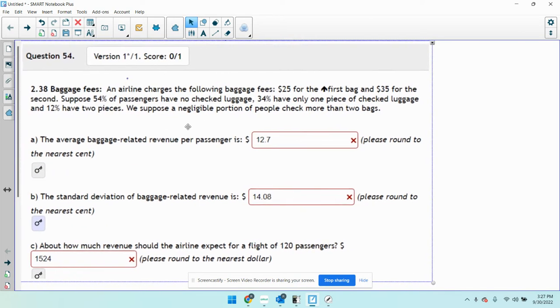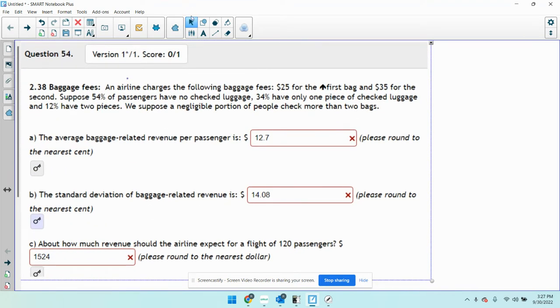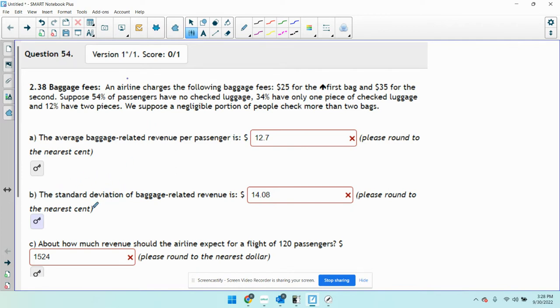It says an airline charges the following baggage fees: $25 for the first bag, $35 for the second. Suppose 54% of passengers have no checked luggage, 34% have only one piece of checked luggage, and 12% have two pieces. We suppose a negligible portion of people have more than two bags. The average baggage related revenue per passenger is, and as soon as you see standard deviation here, we're going to be finding the standard deviation of this data.